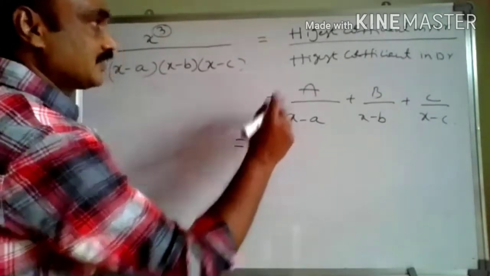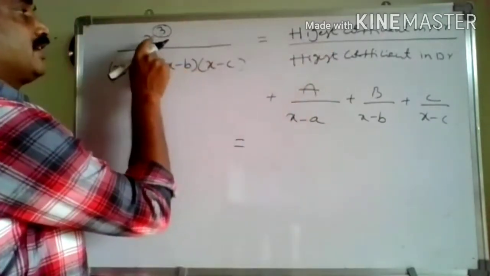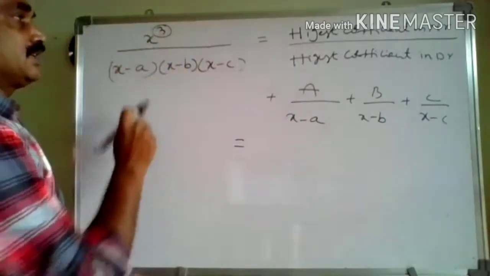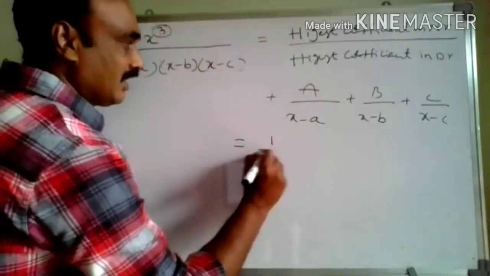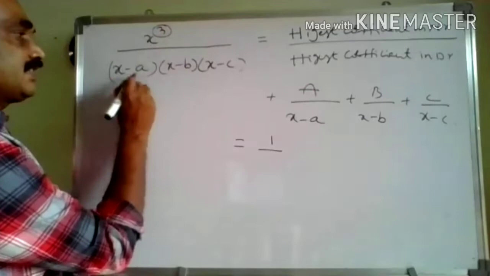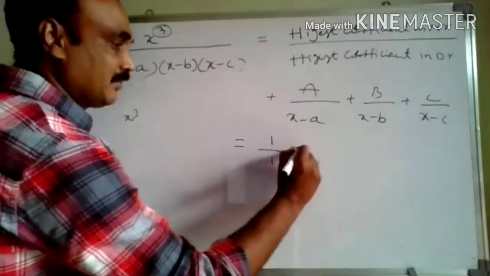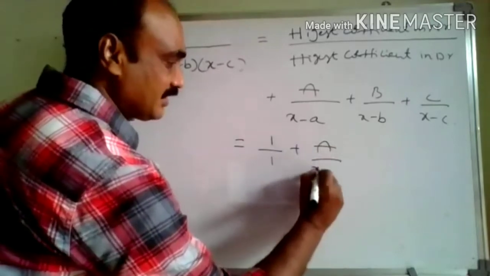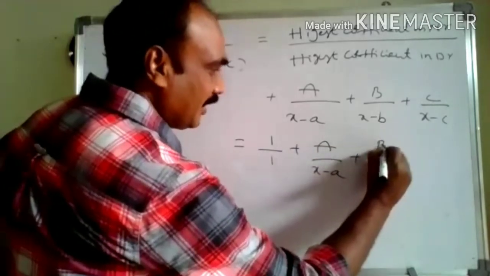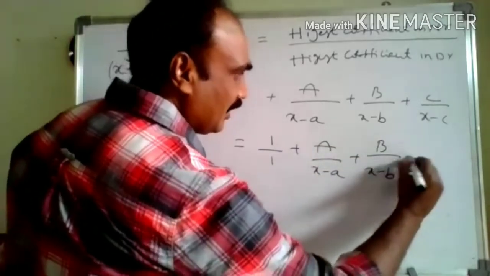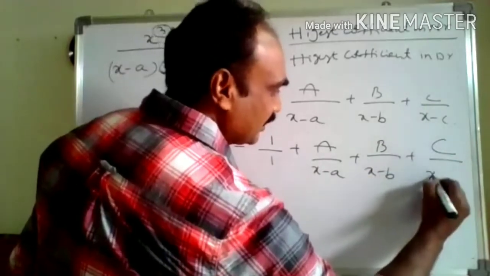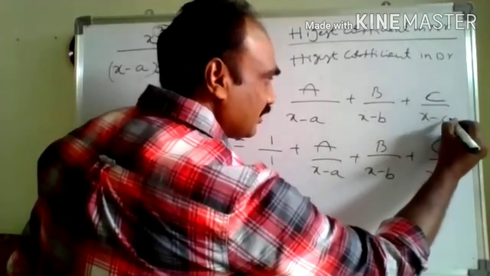That is equal to highest coefficient numerator 1 by highest coefficient denominator, x into x into x, x cube, coefficient is 1. So 1 by 1 plus a by x minus a plus b by x minus b plus c by x minus c. This is capital C, this is small c.